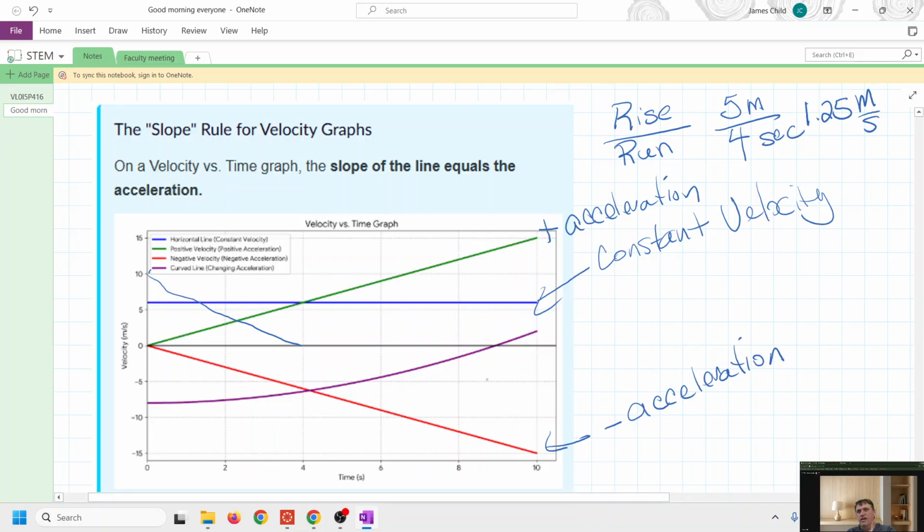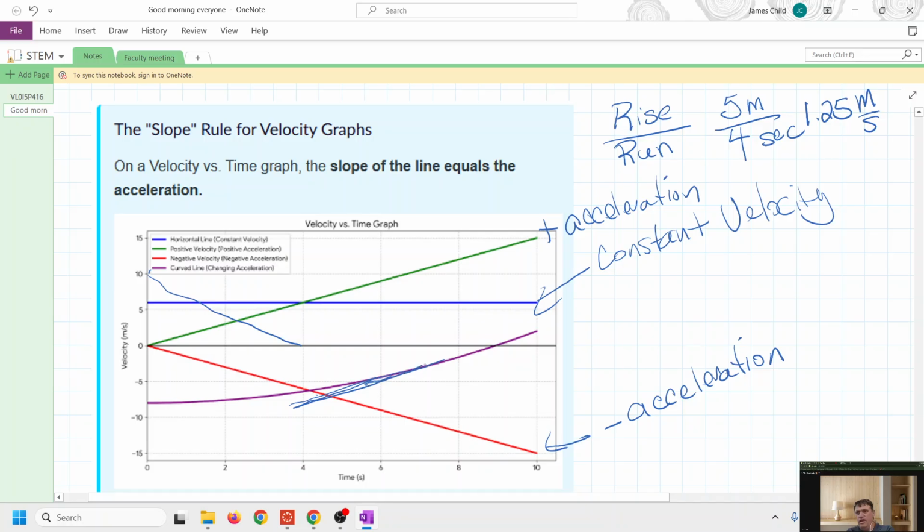Our final one here is this curve. That's what I meant to say instead of slope, that curve. That means that I have a changing acceleration. How do I do that? Well, I take a tangent line. A tangent line is just, I draw a line. Tangent means just barely touching. So just barely touching.